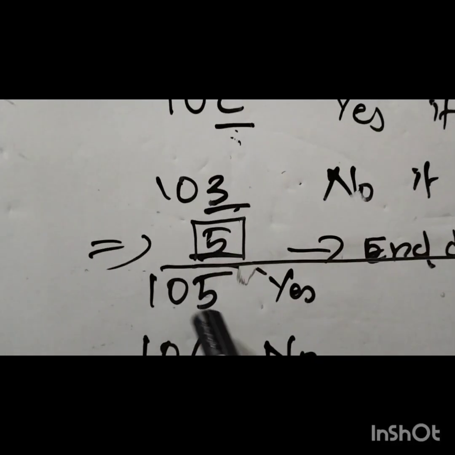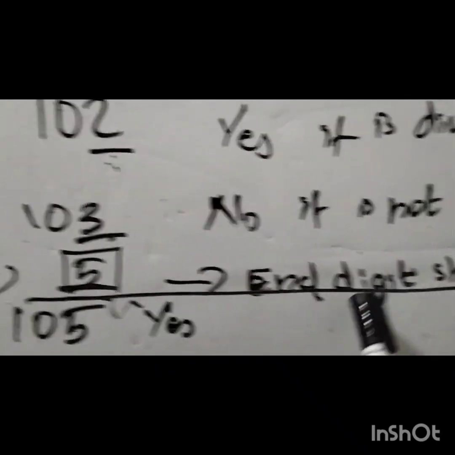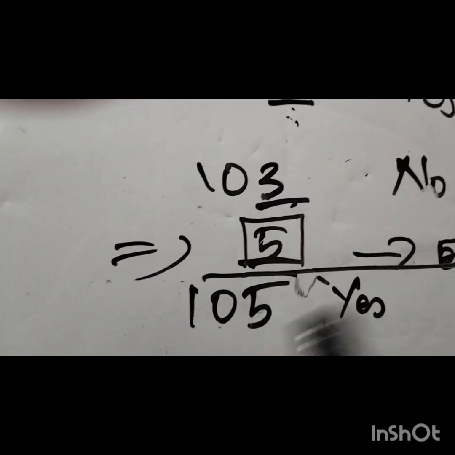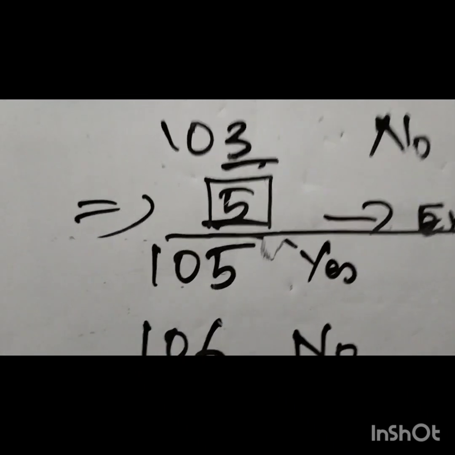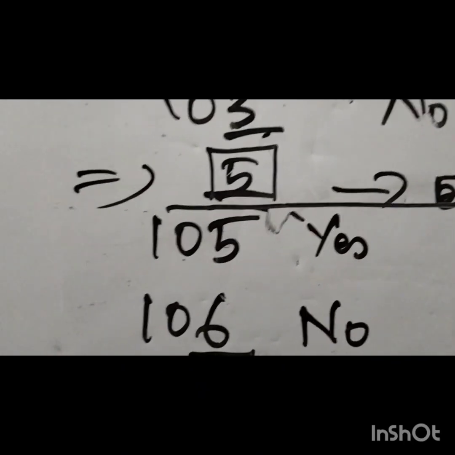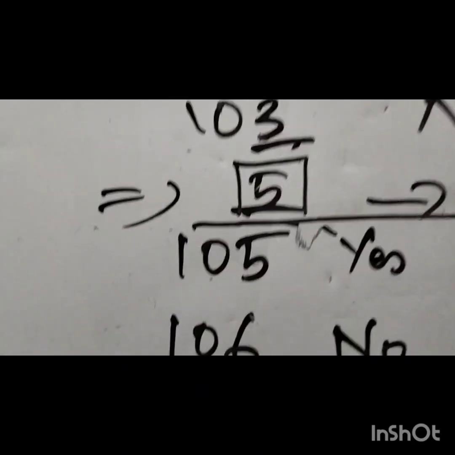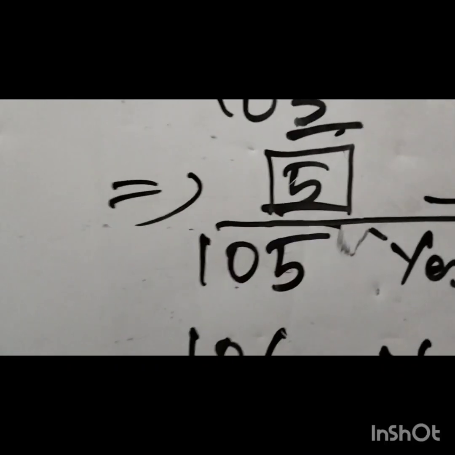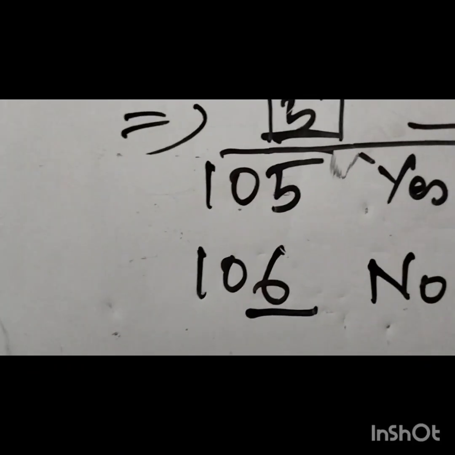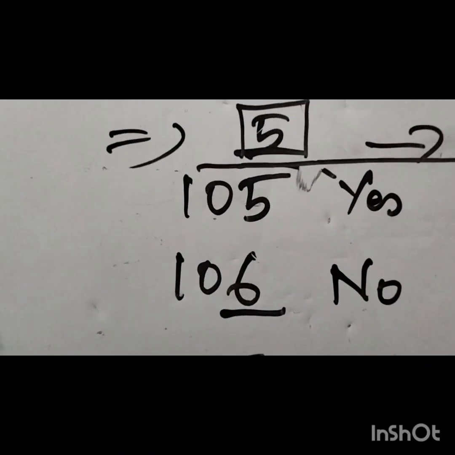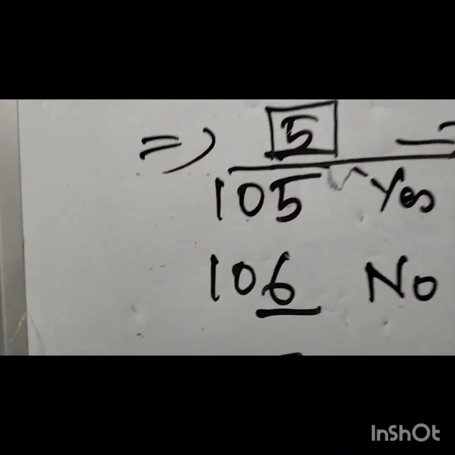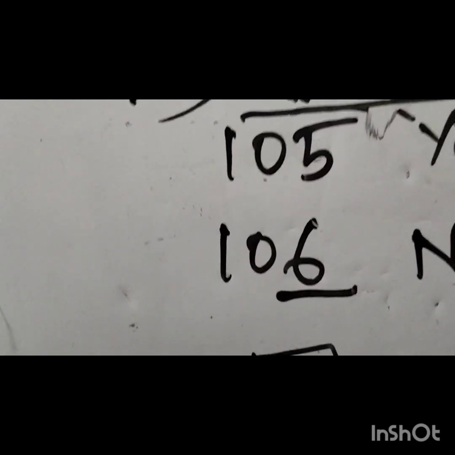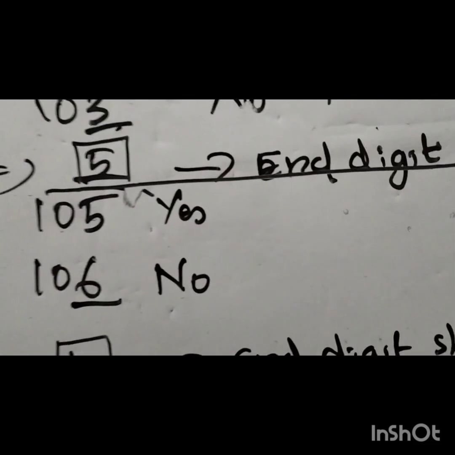What is the divisibility rule of 5? The end digit of the number should be 5 or 0. One question: is 105 divisible by 5? We can look at the end digit, and if it is 5, yes, it is divisible by 5. We don't need to do the direct common division method, as it is very time consuming. If the end digit is 6, then no. The end digit should be 5 or 0. So 106 ends in 6, not 5 and not 0, so 106 is not divisible by 5.